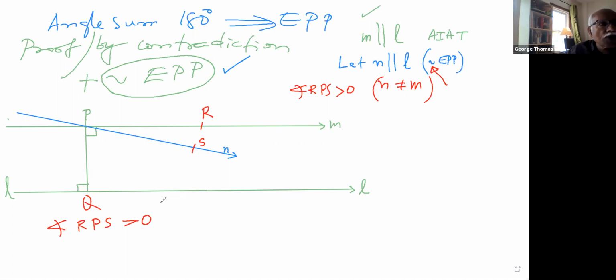If the angle were 0, N will be M, right? If this angle were 0, then N will be M. Agreed? Because they are not equal, this angle is bigger than 0. Do you agree? RPS is bigger than 0. Do you agree? What if RPS is 0? If it is 0, then N will be equal to M, wouldn't it?